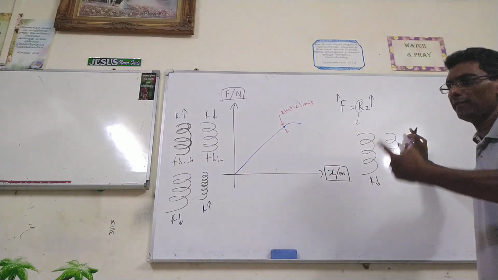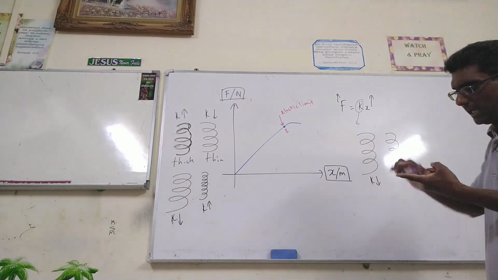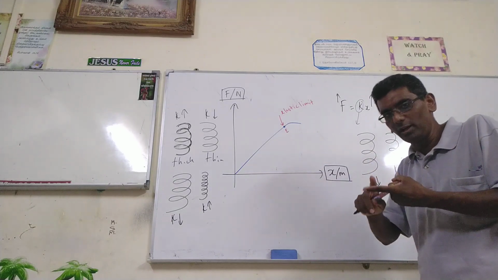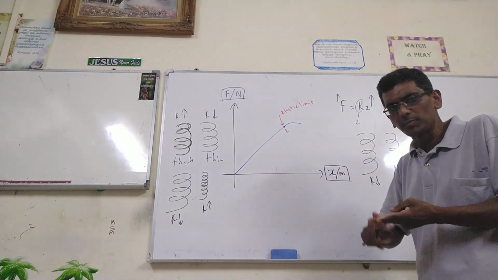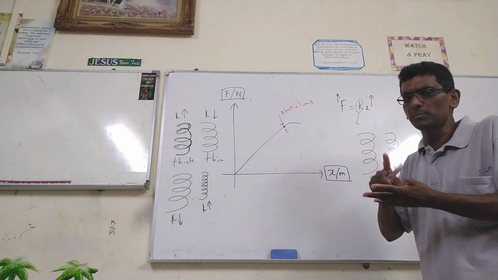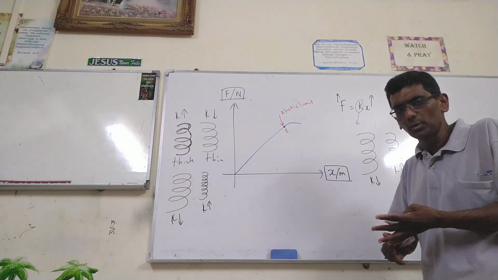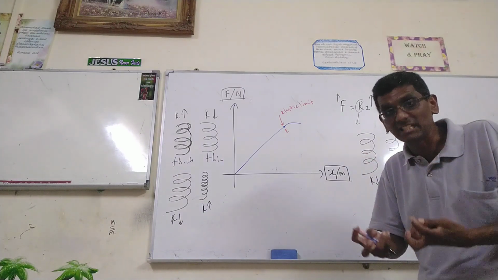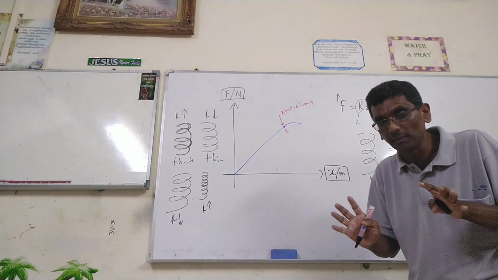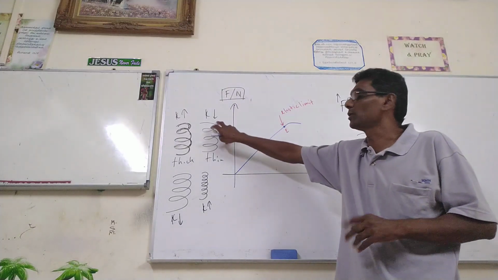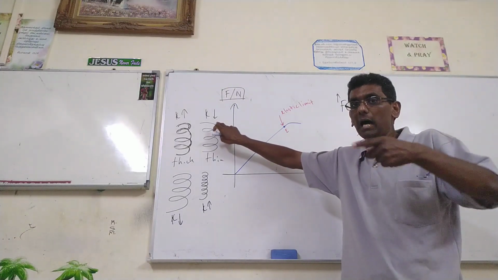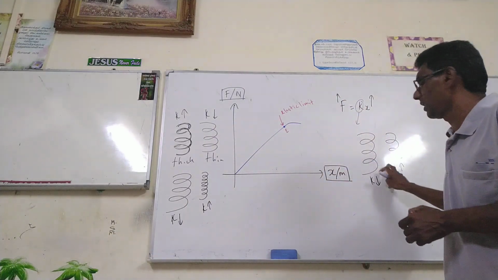A higher K value means the K value increases. I repeat again: K value increases means the stiffness of the spring increases. The force constant, the spring constant increases. So it's a harder spring. It's not a softer spring. A lower K value is a softer spring. This one is a harder spring.